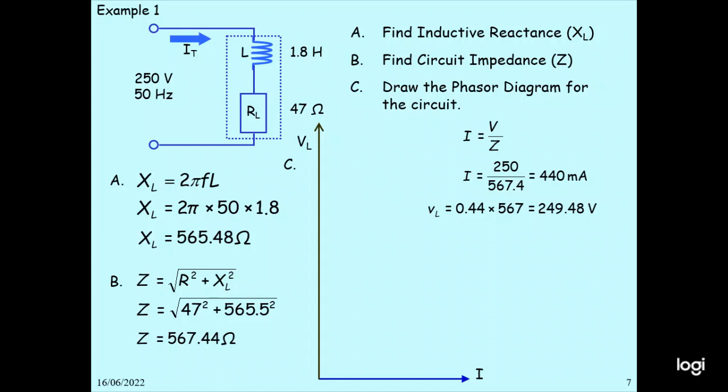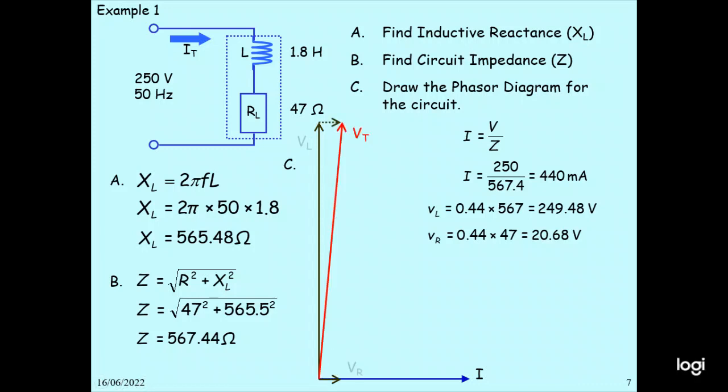Then we calculate VL equal to 540 by 47, so this is the VL value we calculate, 540 by 567, 249.48. VR equal to 540 by 47, 20.68. So this is the VR value, VL value. We draw the phasor diagram. Then we got this is the VS.